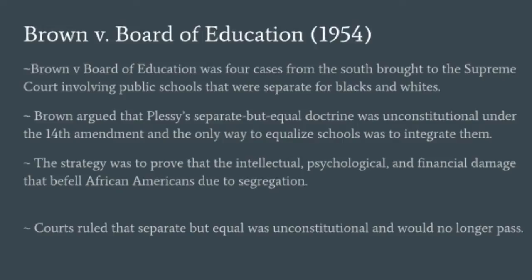Another one of the cases that argued about segregation in schools was Brown v. Board of Education. Brown argued that separate but equal precedent that was set by Plessy versus Ferguson was unconstitutional due to it violating the 14th Amendment. The court sided with Brown and got rid of separate but equal.